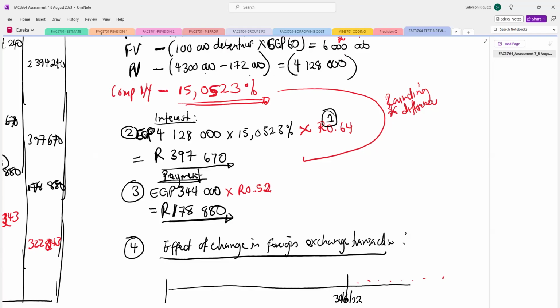Which value did you use? On my amortization table, the interest is 621,395 Egyptian pounds. Which exchange rate did you use? Okay, so that's where I even got it wrong, because I didn't find the differences. I just used 0.64, and the differences only applied on 0.48, 0.58, and 0.52. I think that's where the issue is.